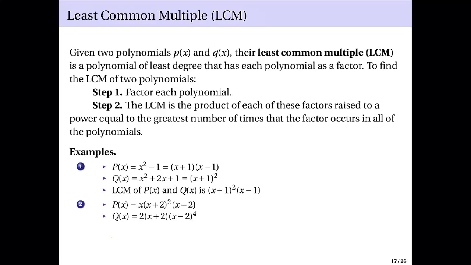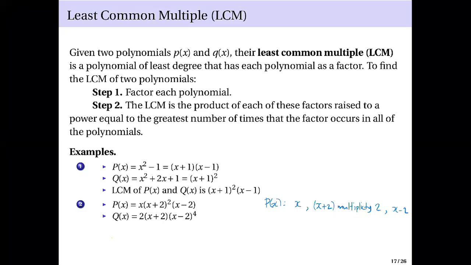So for P of x in this example, the factors are: you have your x, you have your x plus 2, but it appeared twice, so multiplicity 2. And then the other factor, x minus 2. So x plus 2, multiplicity 2 because it appeared twice there, and then x minus 2.